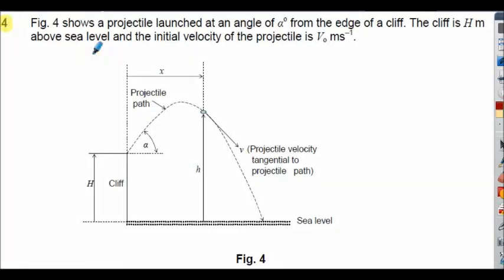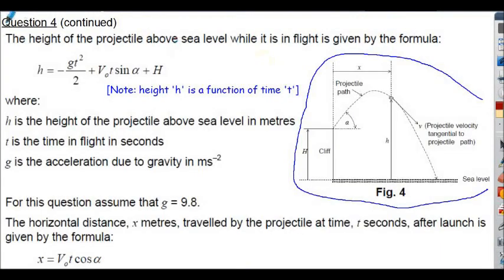Here's question 4. It essentially relates to a projectile launched at an angle from the edge of a cliff, which is above sea level. I'll let you review the question at your own pace. Question 4, continued here. We're given our equation for height h of the projectile above sea level. So notice height h is a function of t in this case.